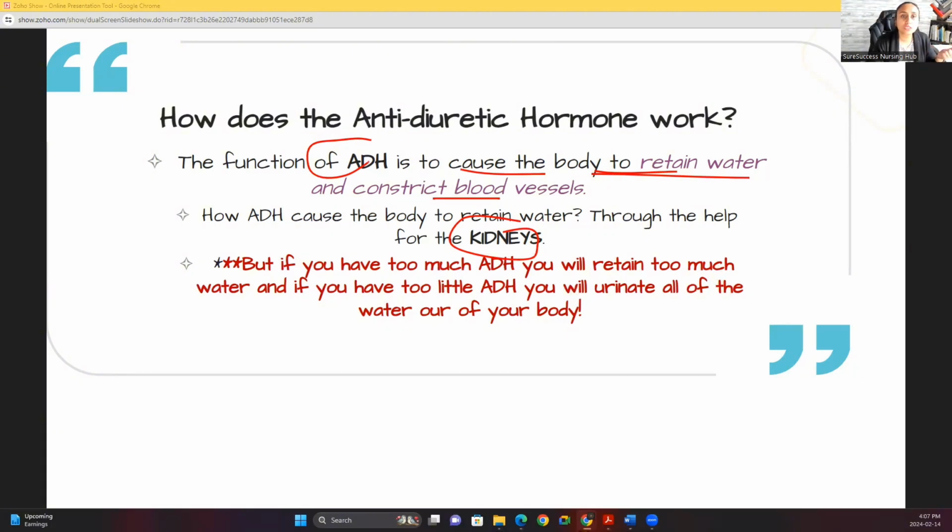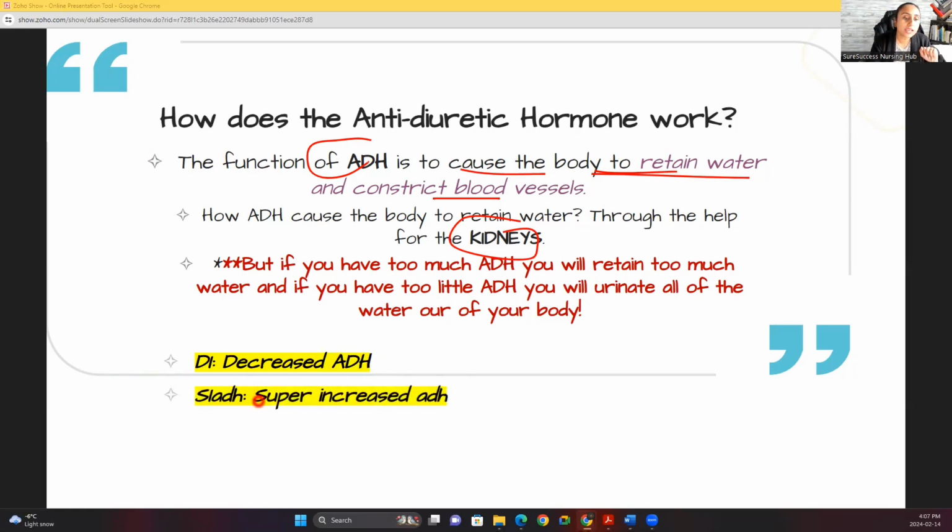How to remember which is increased or decreased, I will give you a good formula. DI, what is DI? Diabetes insipidus. D for DI means D for decreased ADH. SIADH means S, I for super increased ADH. In DI, what is happening with your ADH hormone? Low. And in SIADH, what will happen to your ADH hormone? It is too high.